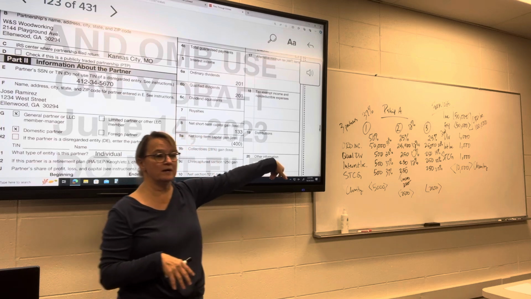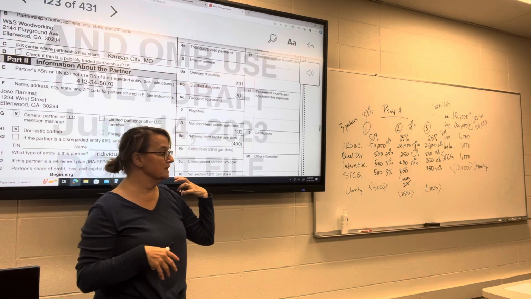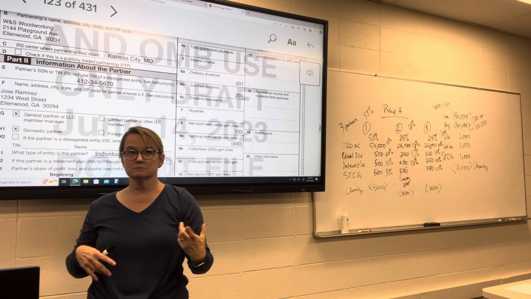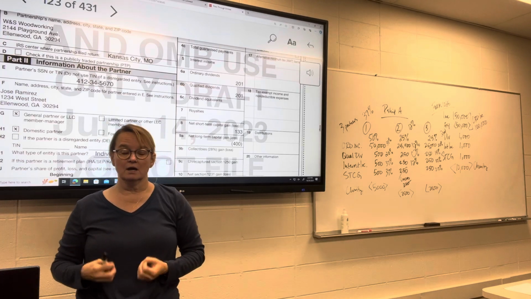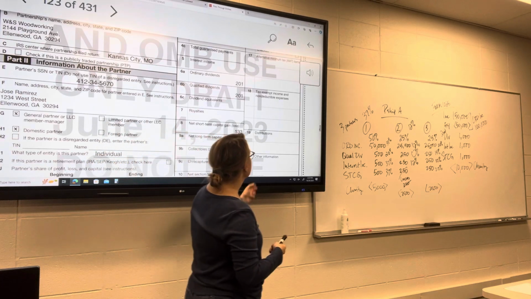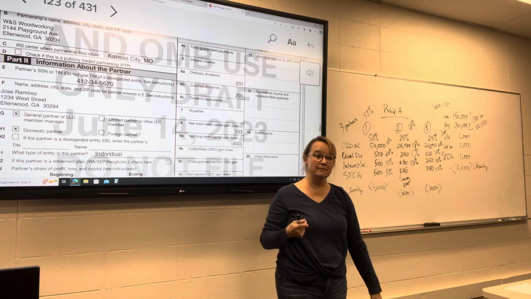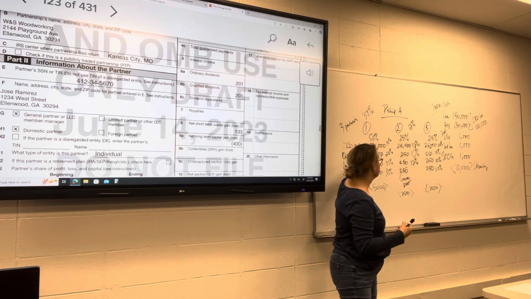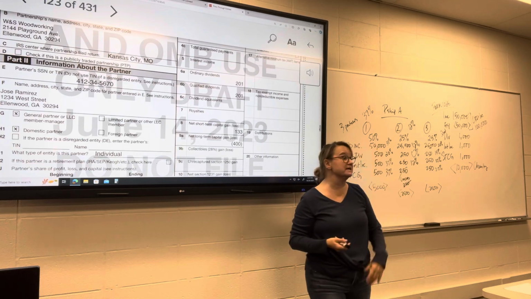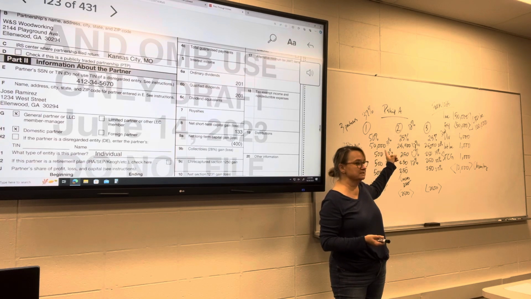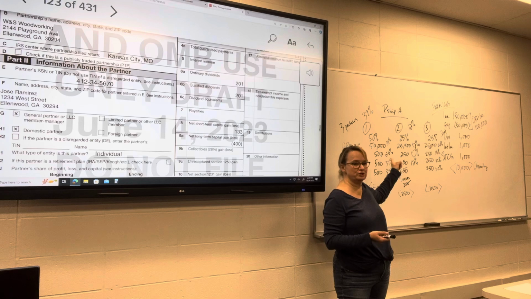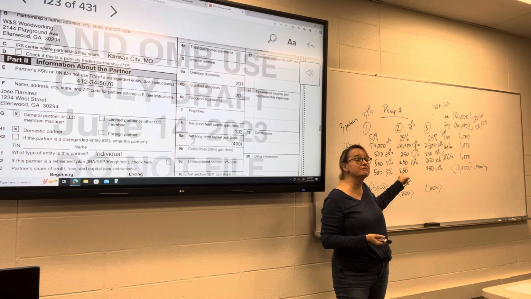Distributions, this is where the owners, if they have taken money out of the partnership, that would be listed here. I'm not talking about income. The fact that they report $50,000 of ordinary income does not mean that they got $50,000 from the partnership. It simply means that is their distributive share of the partnership income. They have to report it even if they got no cash out of the partnership.